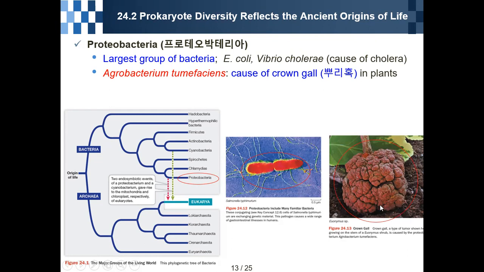So today we covered all the species of bacteria. We did not cover the hyperthermophilic bacteria. We started from the Firmicutes, Actinobacteria, Cyanobacteria, Spirochetes, Chlamydia, and finally we covered proteobacteria. Now we will go to the Archaea.